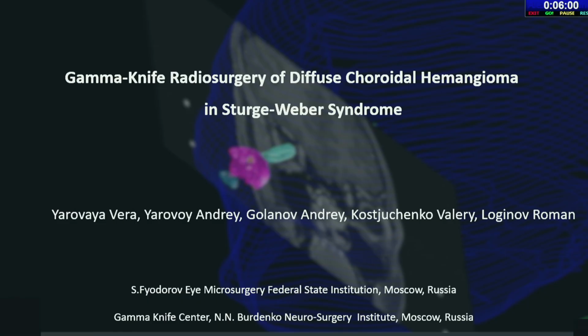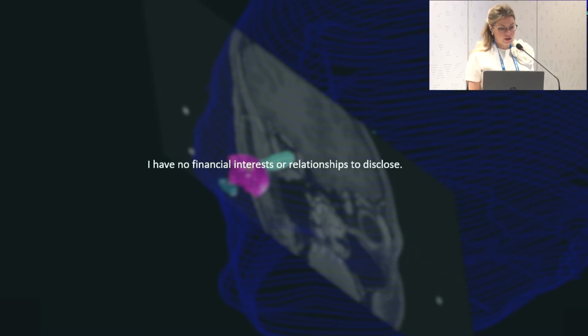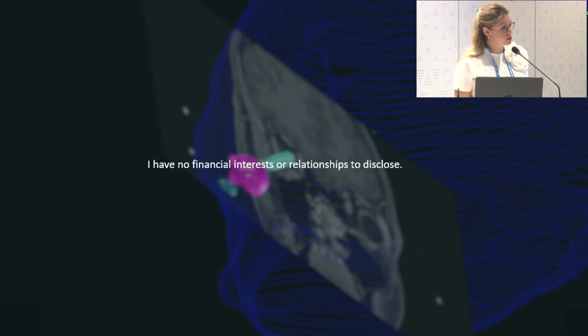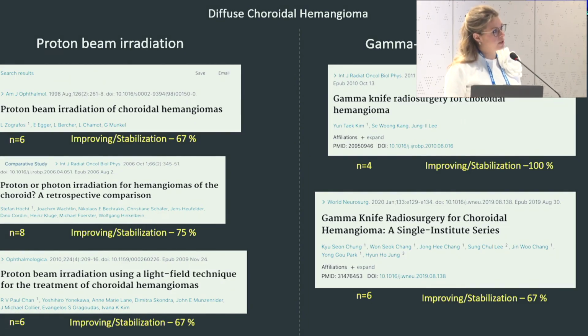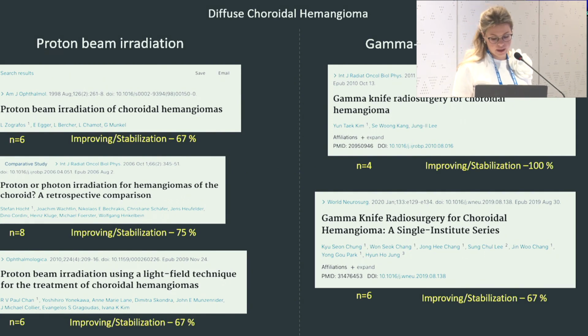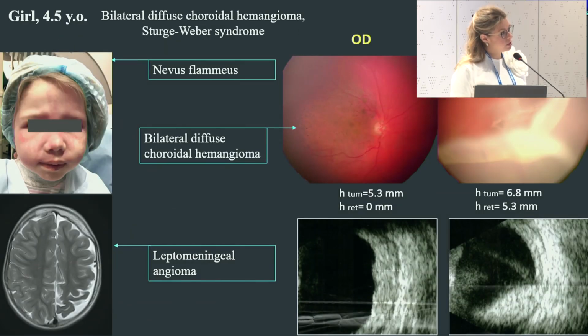Hello, dear friends. We are going to present our experience of gamma knife radiosurgery of diffuse choroidal hemangioma in Sturge-Weber syndrome. I have no financial interest or relationship to disclose. It is known that diffuse choroidal hemangioma can be treated with proton beam radiation, or with gamma knife radiosurgery, but the data is very limited. So we'd like to present two cases. The first case was about a girl of 4.5 years old with bilateral diffuse choroidal hemangioma with Sturge-Weber syndrome.